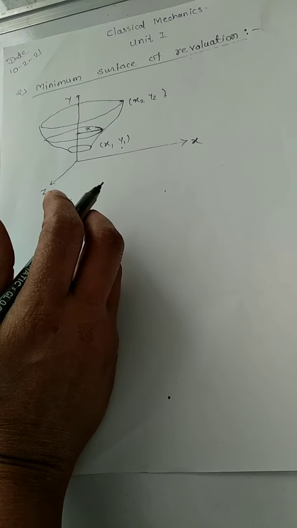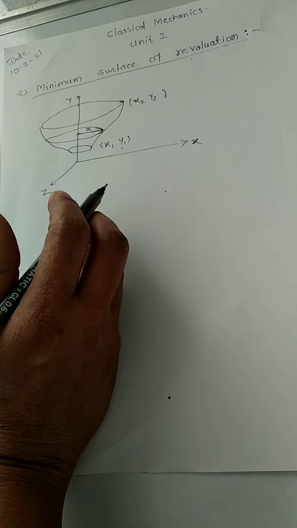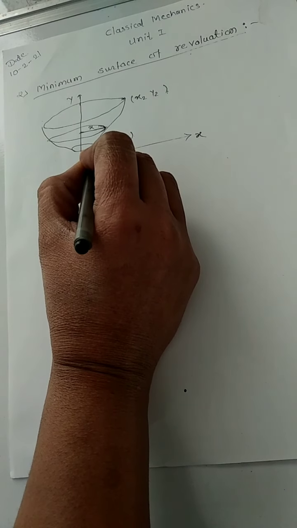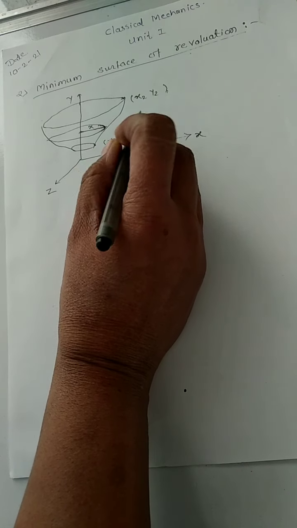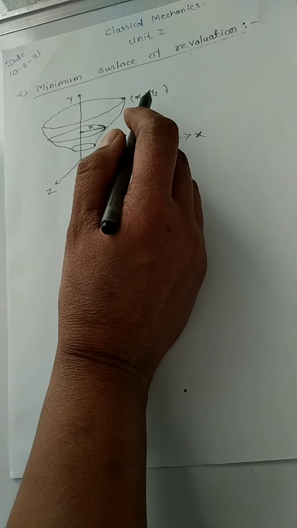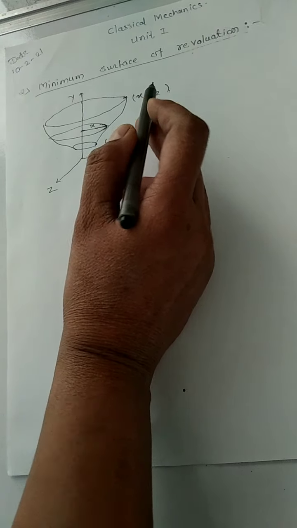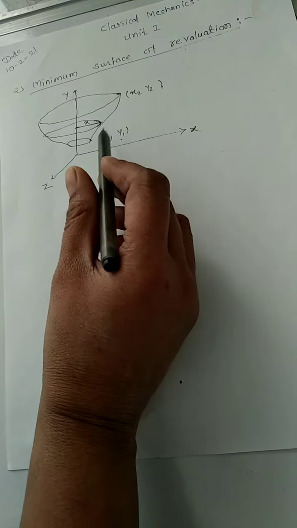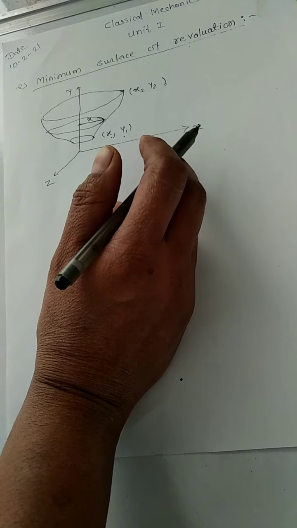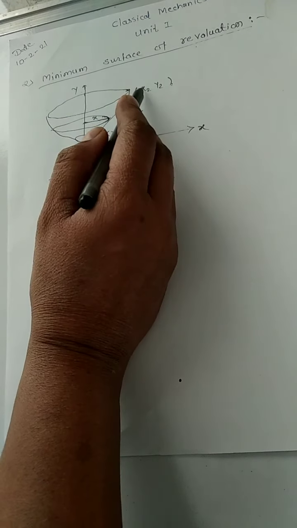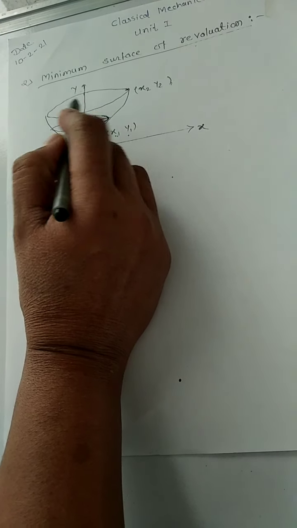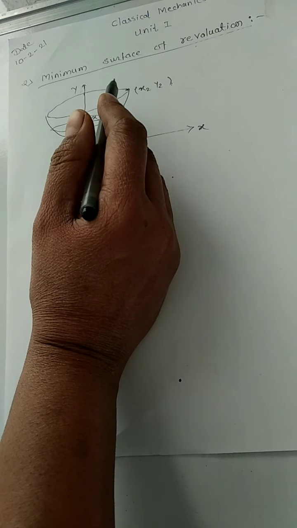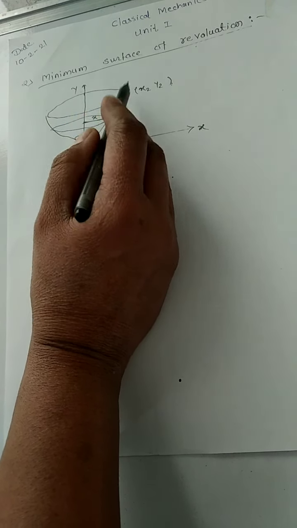Suppose we form the surface of revolution by taking some curve passing through two fixed endpoints. The first point has coordinates x1, y1, and the second point has coordinates x2, y2, defined in the xy plane. This is the y-axis and this is the x-axis. We revolve it about the y-axis, meaning revolution of that curve about the y-axis. The problem then is to find the curve for which the surface area is minimum.